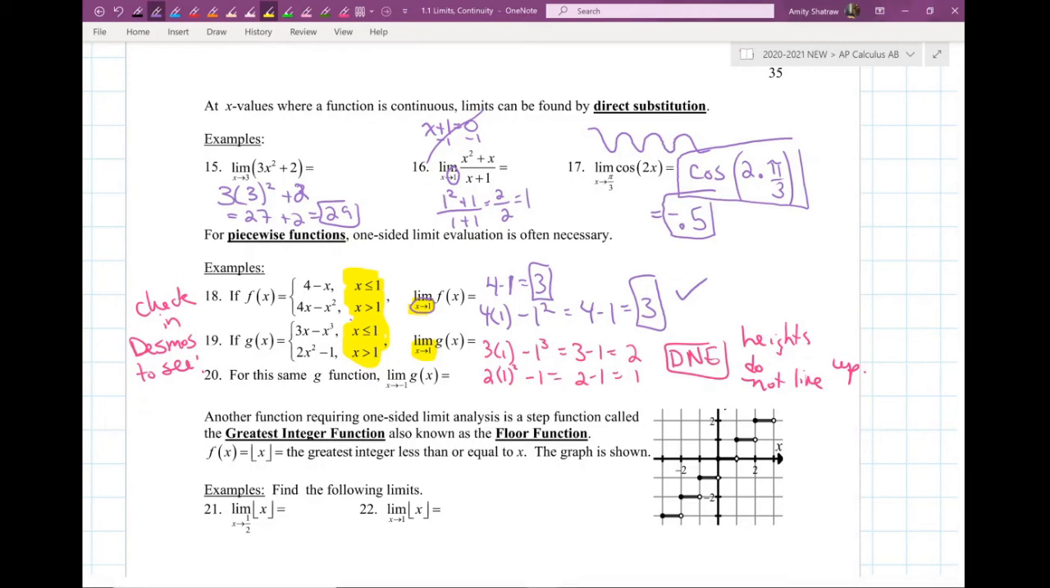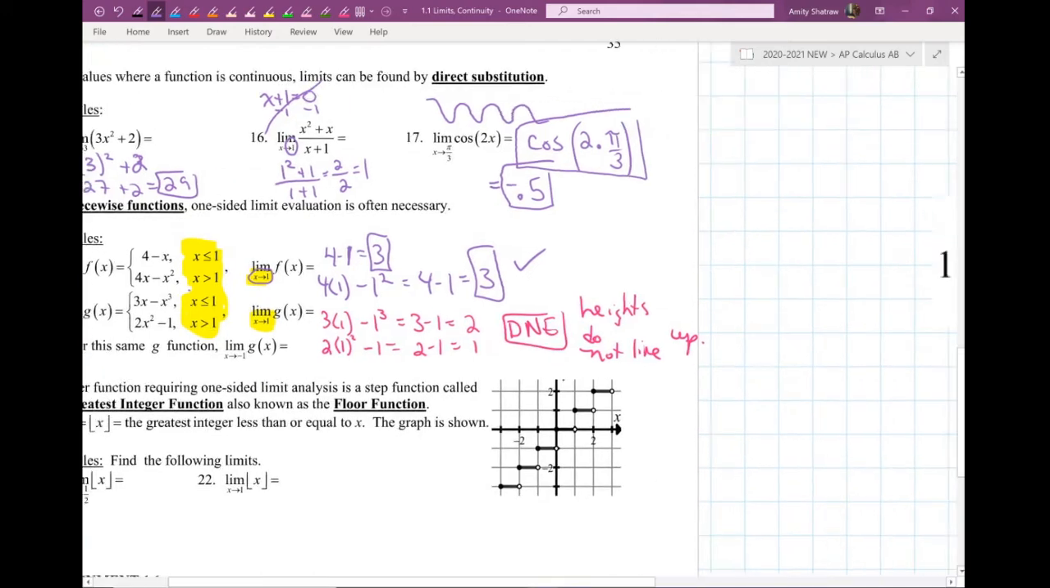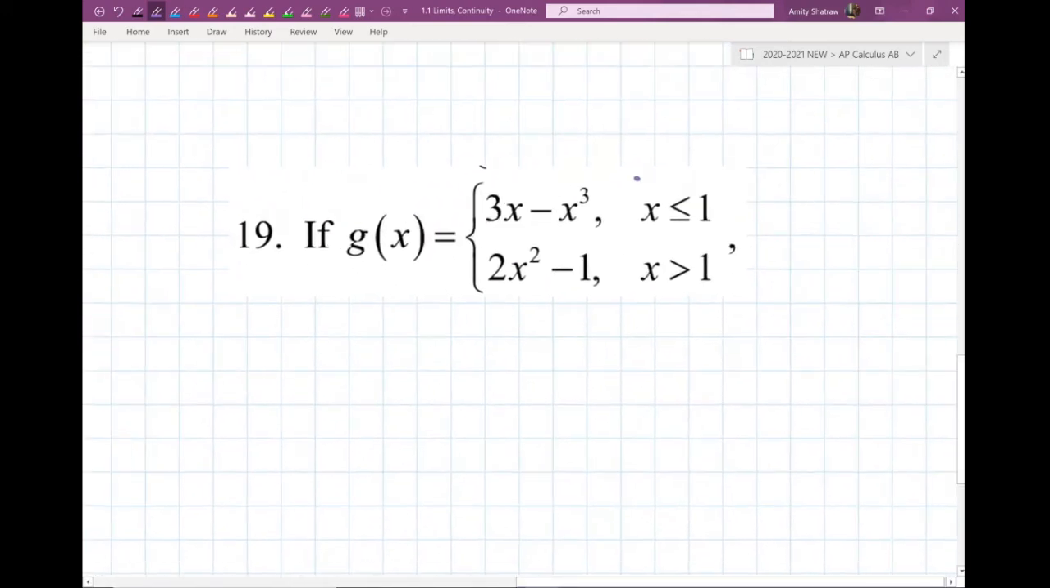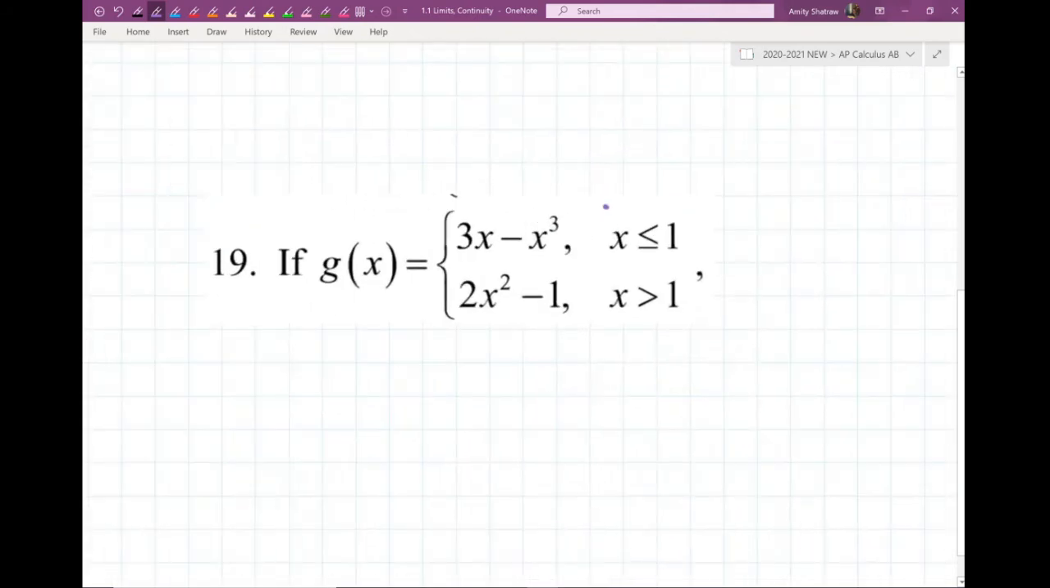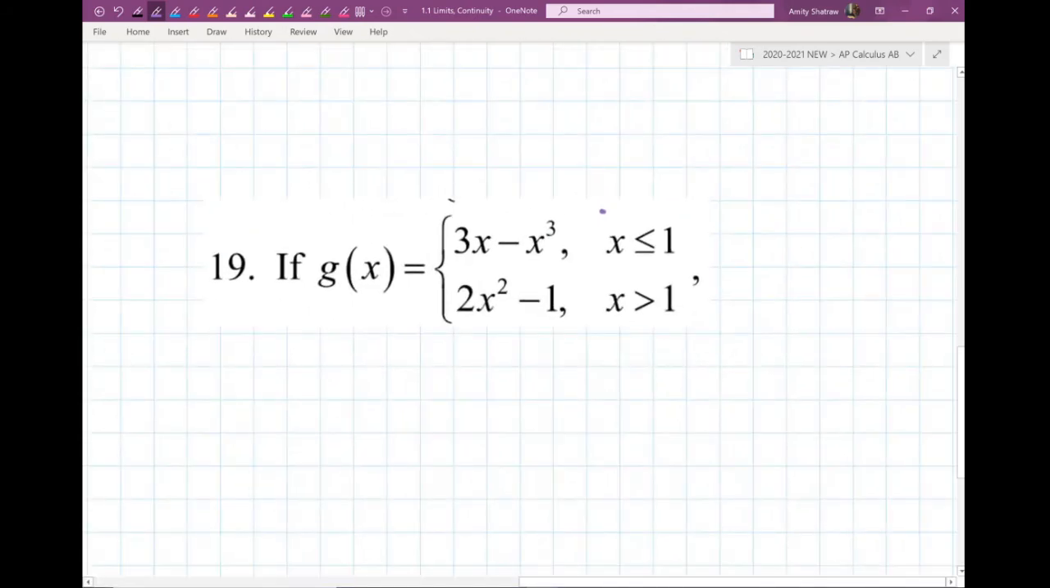What if, though, for number 20, it says for the same g function, the limit of g of x as x approaches -1? -1 is not where the jump is. And so if we looked at the graph, we could actually find that height just by going over to where x is -1. Algebraically, though, how do we do that? It basically looks like this. So we say we want to know when x is -1, and we have to figure out what conditions we are under when x is -1.